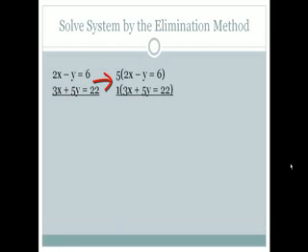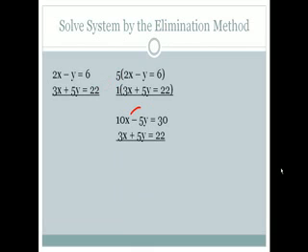So now it's going to look like this. Let's distribute. 10x minus 5y equals 30. 3x plus 5y equals 22. Notice again, let's look at our y terms. They do cancel out. They are opposites of each other, so we can combine the rest of our like terms. 10x plus 3x is 13x, and 30 plus 22 is 52. Divide both sides by 13, and x equals positive 4.